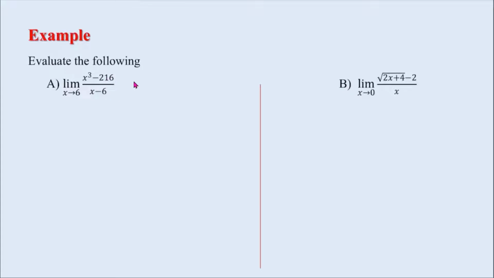216 is 6 cubed. So we have a factoring formula from college algebra: a cubed minus b cubed. The factoring formula for a cubed minus b cubed is (a minus b)(a squared plus ab plus b squared). So we are going to use this factoring formula. First we can write it as the limit as x approaches 6 of x cubed minus 6 cubed over x minus 6. In place of a, we have x, and in place of b, we have 6.